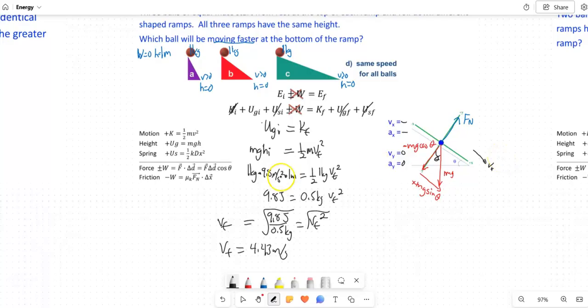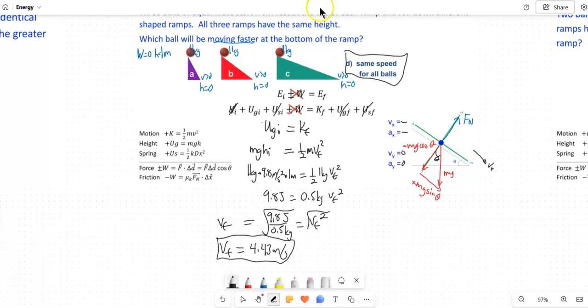Okay, so since all of these objects started at the same height, and since potential energy due to gravity is independent of path, it doesn't matter if it's a steep slope or a longer slope. They will all be traveling at the same speed at the bottom of that ramp at 4.43. So the answer to who's moving faster is they have the same speed at the bottom of the ramp.